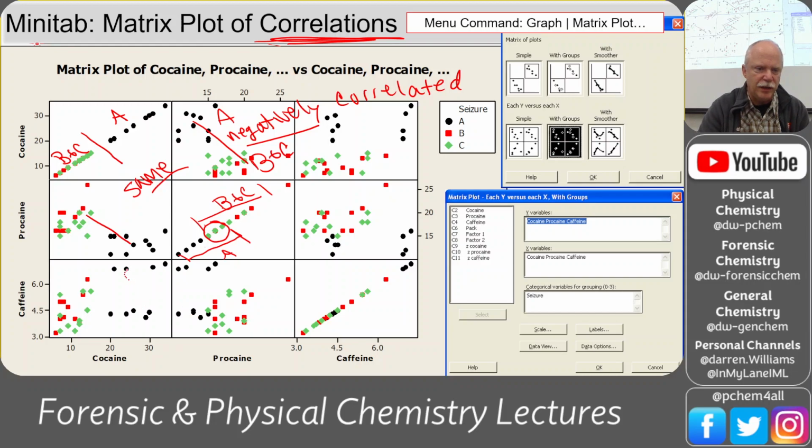We get good separation here between cocaine and caffeine, but really the slope is 0, right? So even though we have good separation, it's really the cocaine that's given us the separation, and we don't have a correlation. The slope is 0. If the slope was positive, we'd have a positive correlation. If it was negative, we'd have a negative correlation. If it's 0, we have no correlation.